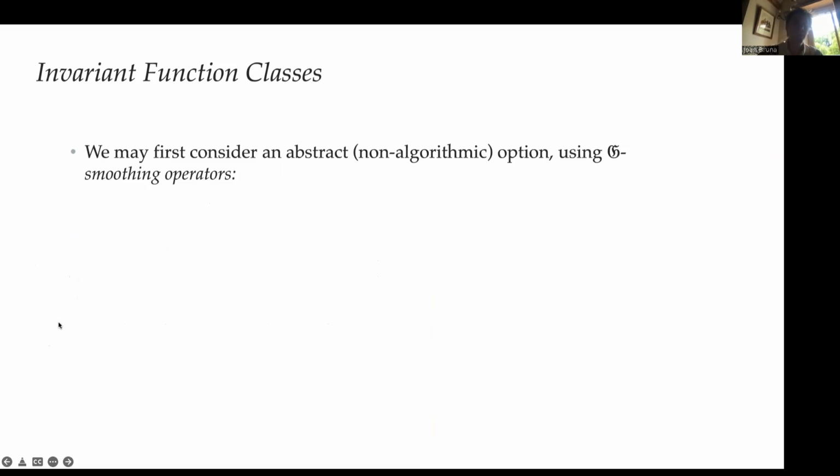Okay, so first, let's forget about the algorithm. Let's forget about implementing anything. Let's just think abstractly, theoretically. How can we now use these invariants with respect to this group of transformations to do better machine learning, to learn more efficiently? So the first idea is to use what we call the smoothing operator. We are going to use the group of transformations to have a way to smooth functions.